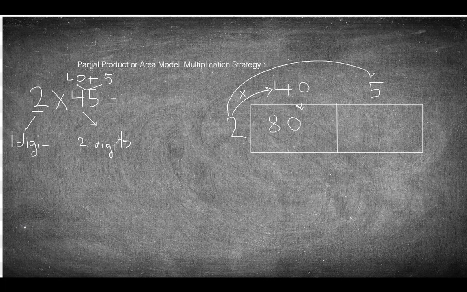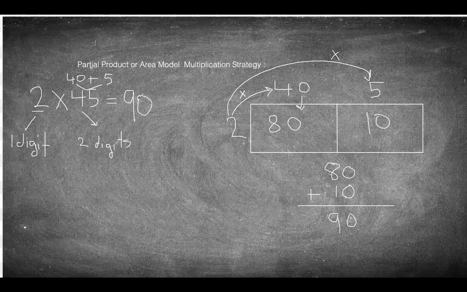Now I'm going to move on to 2 and 5. So I'm going to multiply 2 times 5. 2 times 5 is 10. Okay. And then I'm going to list everything inside of the box from greatest to least. I'm going to put it under each other, and I'm going to add them. 0 plus 0 is 0. 8 plus 1 is 9. So then 2 times 45 is 90.